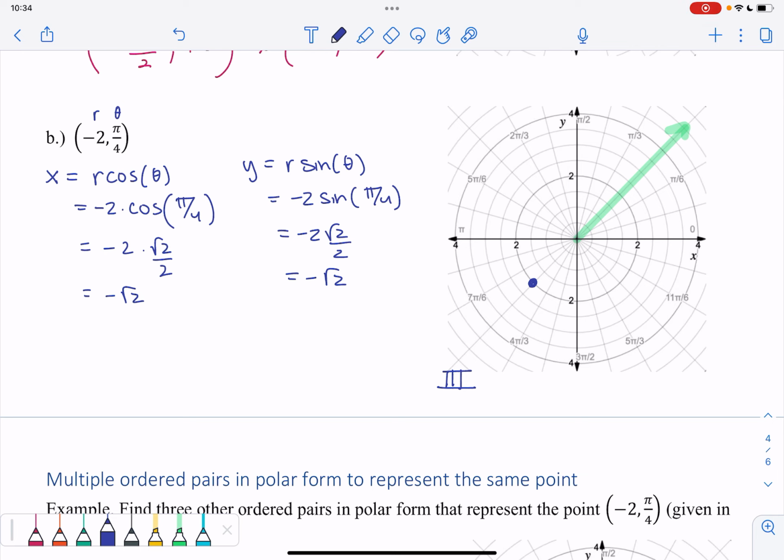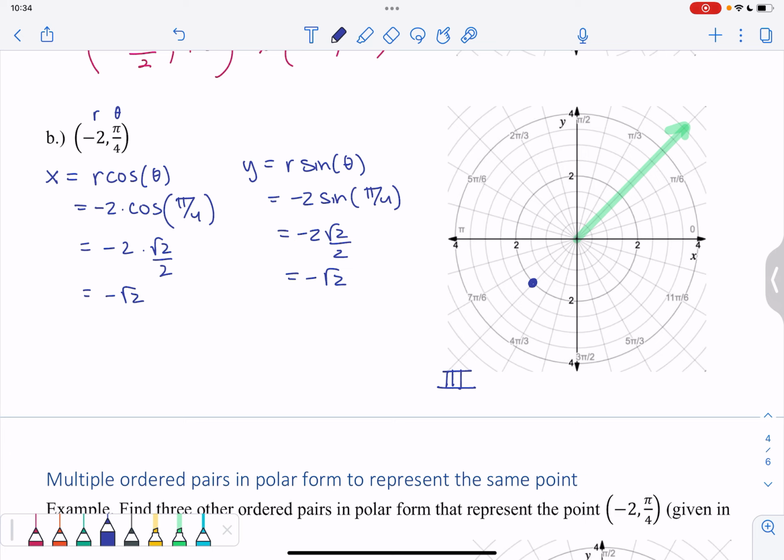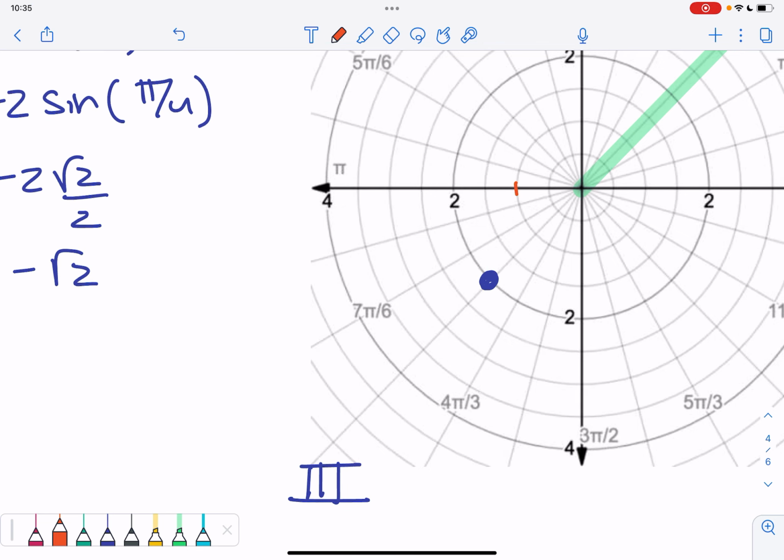I can try it out, right? We can remind ourselves that root 2 is about 1.4, and so did I go left 1.4 units and then down 1.4 units? Let's see, this would be over about 1.4 here, and then down 1.4 is about here. I'll take it.